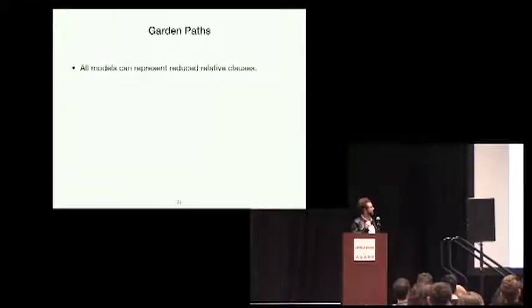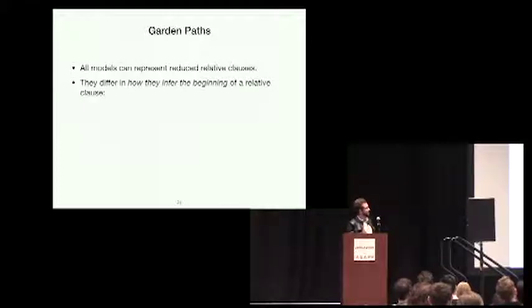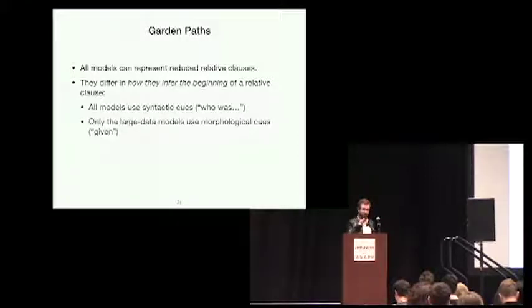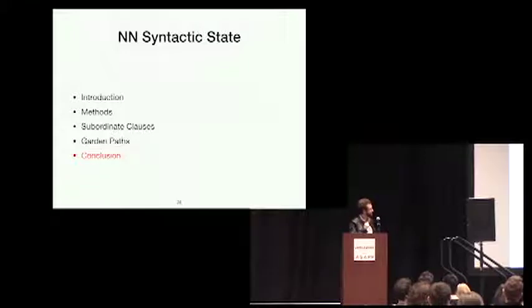So garden paths, all models represent this basic reduced relative clause thing, but they differ in how they infer the beginning of the state based on morphology. They all use the syntactic cue, "who was." They don't always use the morphological cue. They treat morphology as noisy evidence for a syntactic state. So, wrapping up.